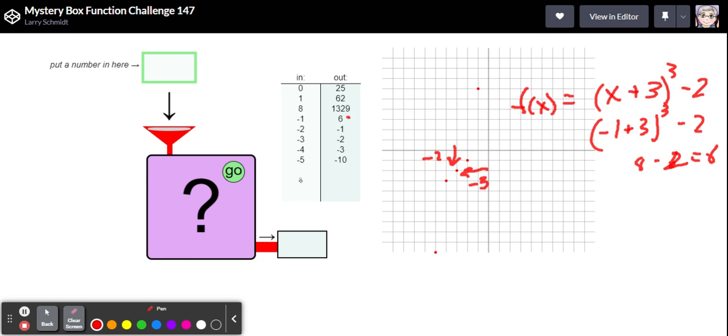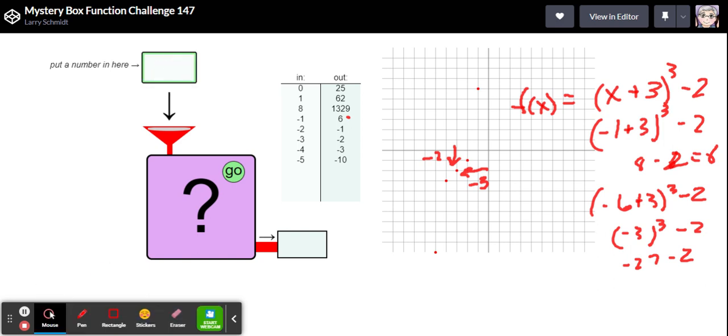Maybe we can just predict one more point. So what if we put in a -6? So (-6 + 3) cubed minus 2. Well, that would be -6 plus 3 is -3, and if you cube that, you're going to get -27, minus 2. So it should be -29 if we put in -6. So let's try that. And there it is, -29.